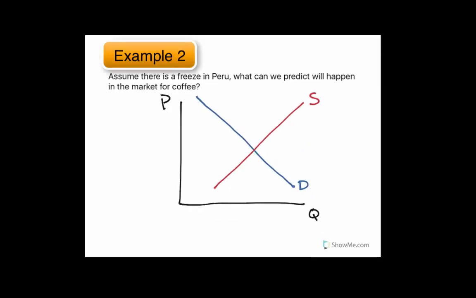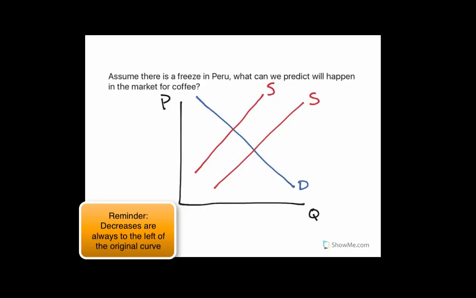Here we have the market for coffee, and it says that there's a freeze in Peru. It means the coffee plants froze and there's just less coffee, so that is a decrease in supply. Just remember that a decrease in a curve goes to the left and an increase goes to the right. It can get confusing when you think about up and down because they're opposite for supply and demand. But anyways, supply decreases and it goes to the left.